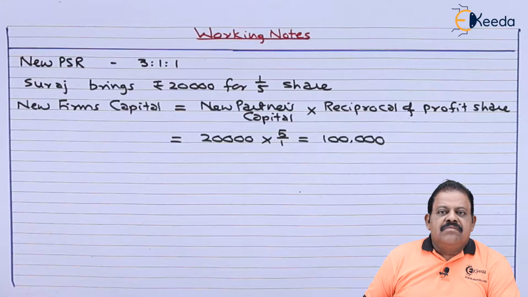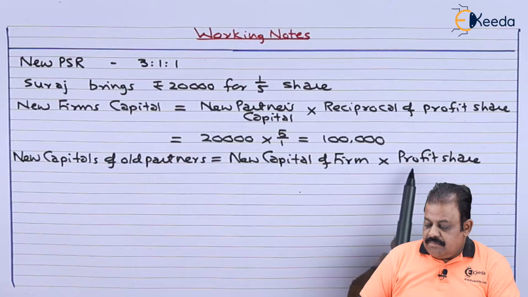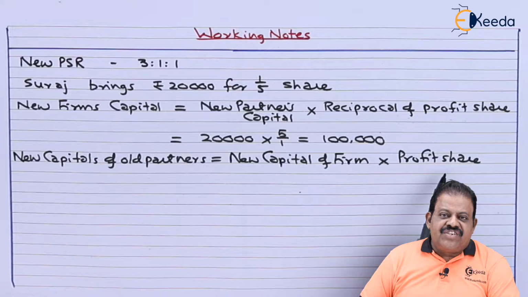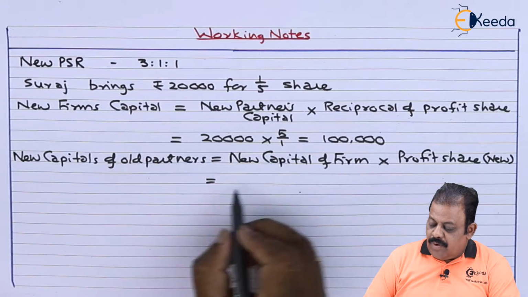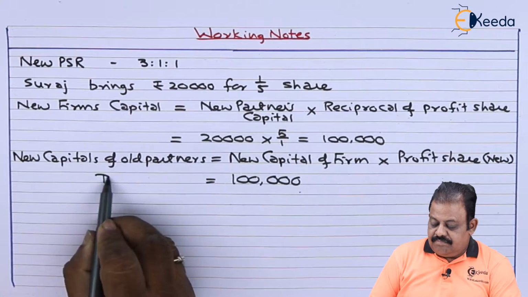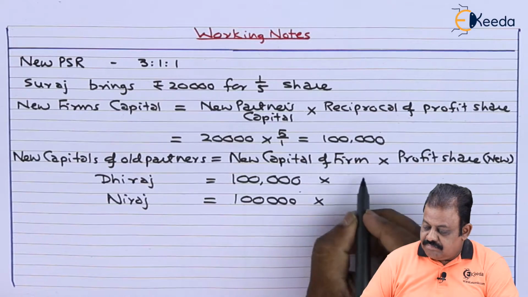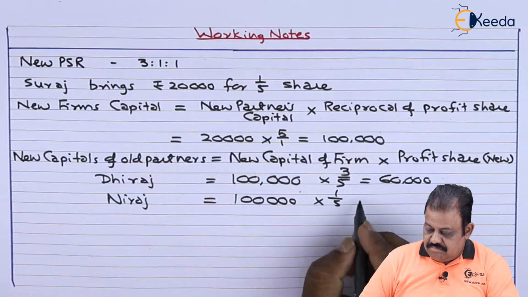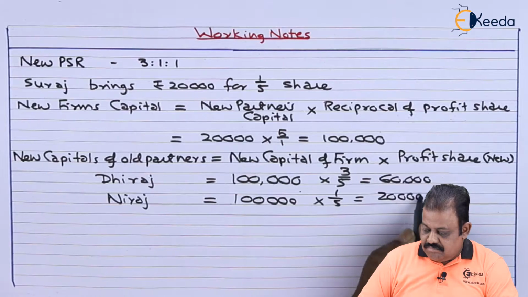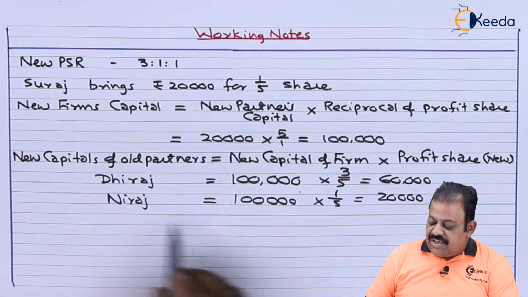Now we can calculate old partners' new capitals. New capital of an old partner is equal to new capital of the firm multiplied by their new profit share. New capital of firm, 1 lakh total capital. New capital of Dheeraj 60,000. New capital of Neeraj 20,000.